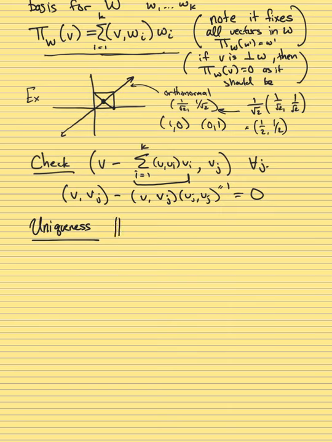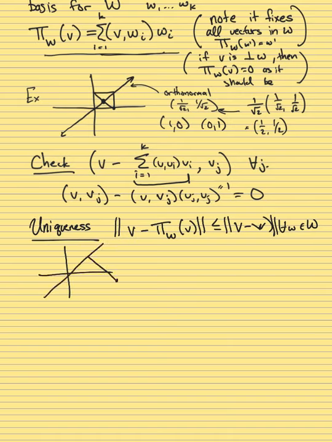Okay, so to check uniqueness, and this is also just an important property of orthogonal projection: if you take the norm of v minus pi_W of v, the claim is that this is less than or equal to the norm of v minus w, for all w in W. So in other words, if you take this projection and look at a vector, you are projecting to the closest point. This orthogonal projection is projection to the closest point on W.